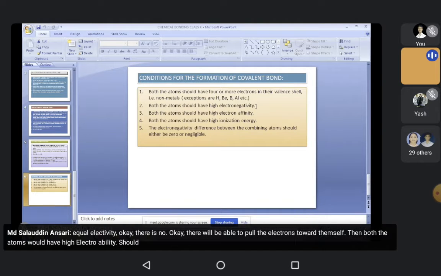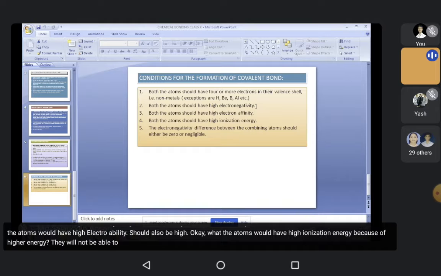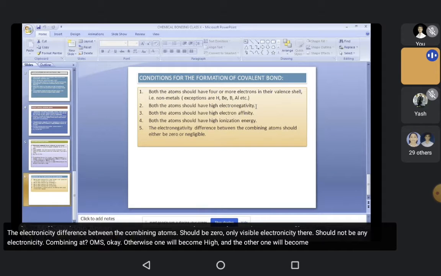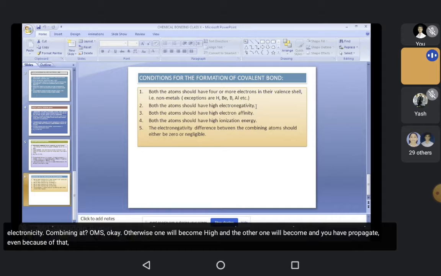Then both atoms should have high electron affinity. Both the atoms should have high ionization energy. With high ionization energy, they will not be able to lose their electron; rather they will require more energy to remove their electron. Electronegativity difference between the combining atoms should be zero or negligible. There should not be any electronegativity difference between the two combining atoms, otherwise one will become highly electronegative and the other highly electropositive, and complete transfer of electrons will take place between them. So these are the conditions for the formation of covalent bonds. Please write it down.